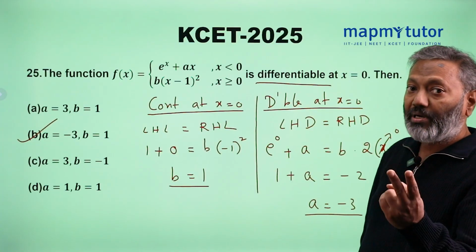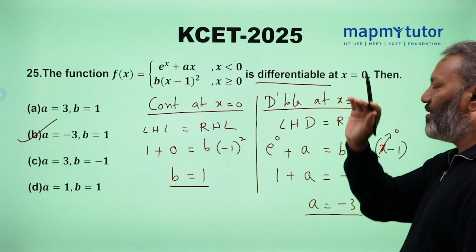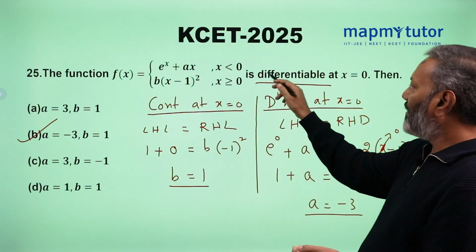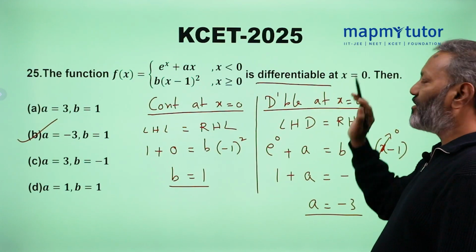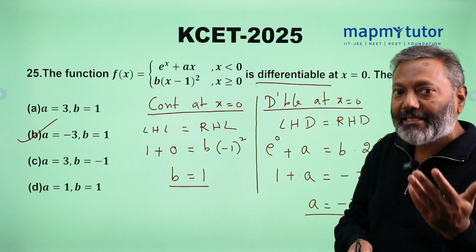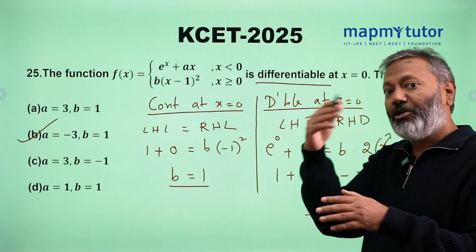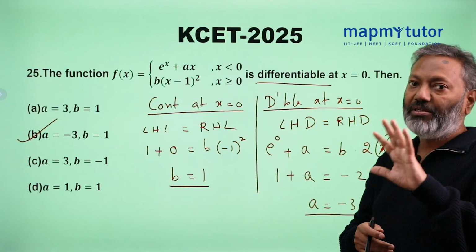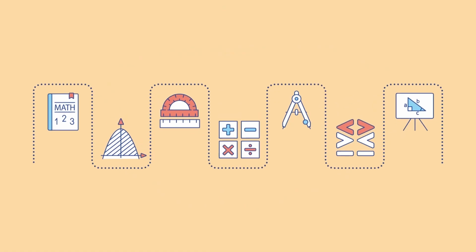So here there are two conditions I applied. One is for continuity, the other is for differentiability. But here it is not mentioned that it is continuous. No need. If the function is differentiable, automatically it should be continuous. Every discontinuous function is never differentiable. Can I say a continuous function is always differentiable? No. A continuous function may or may not be differentiable.